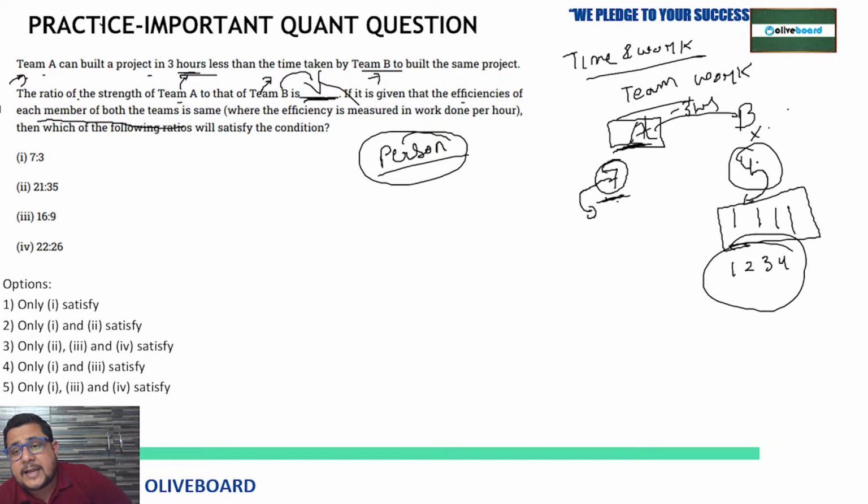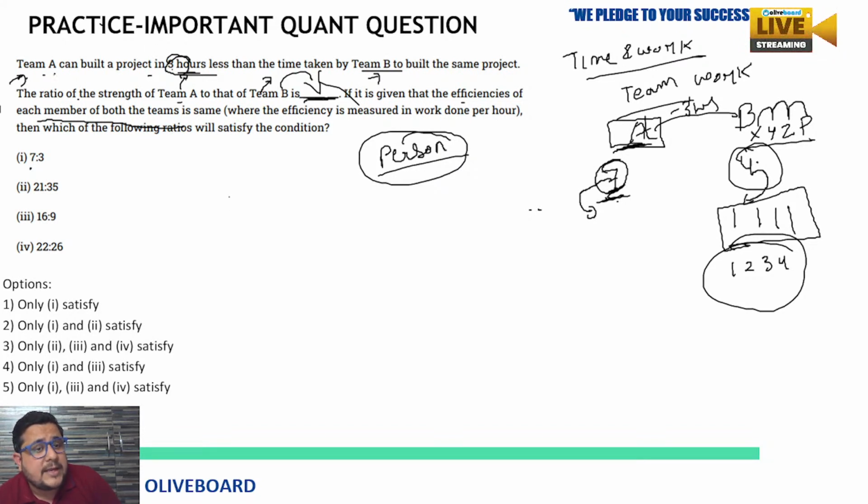Or I will say X, Y, Z and P. These are the 4 persons. So they will have the same efficiency. And here also, whatever the number of persons, each member is going to have the same efficiency. So if their efficiency is the same, then what do we need to observe? Time difference, 3 hours. If A is taking less time, there will be more persons in A's team than B. That only you have to check. Because the unit of a person is the same, you just have to check their strength.